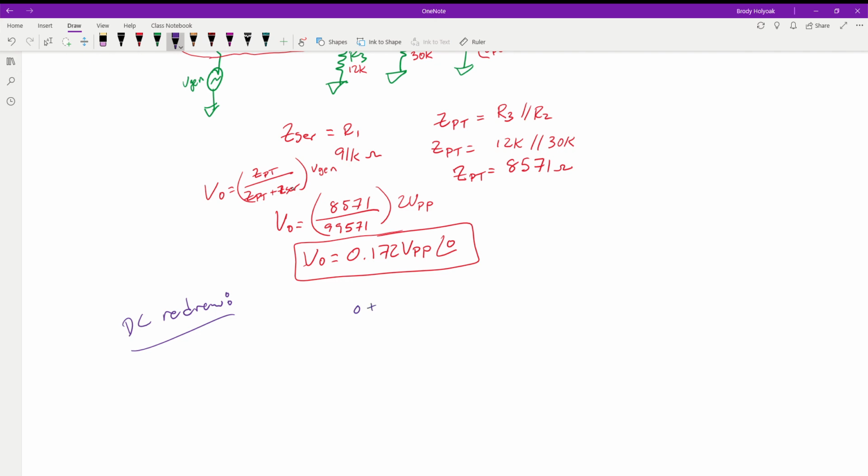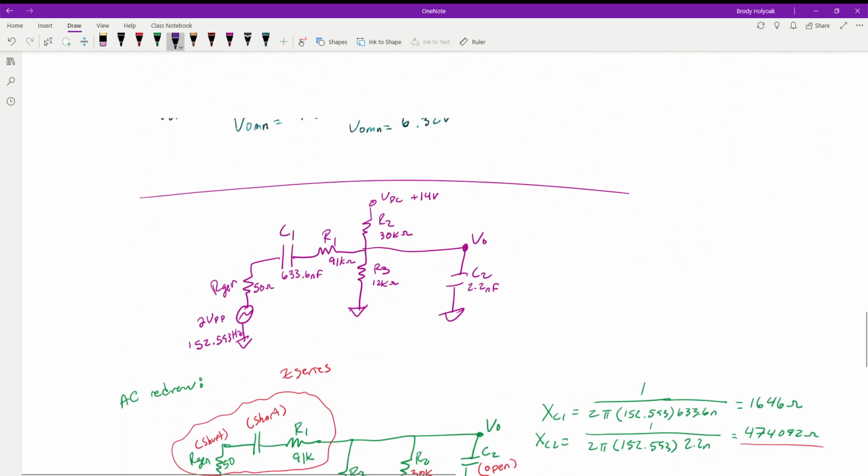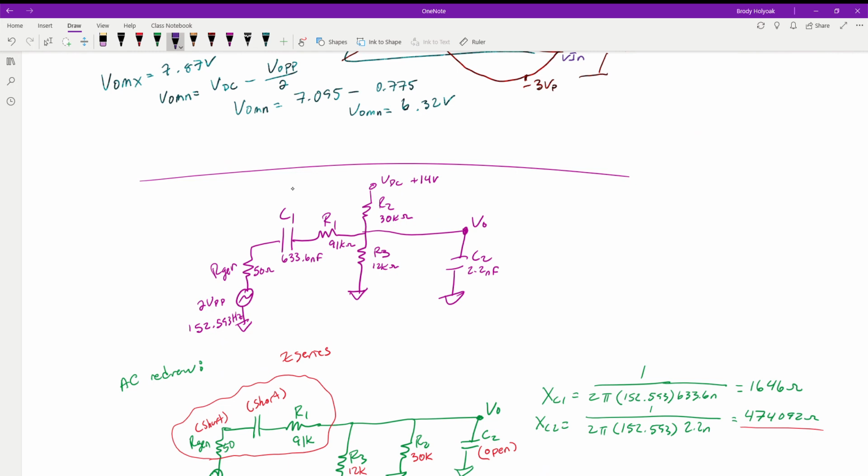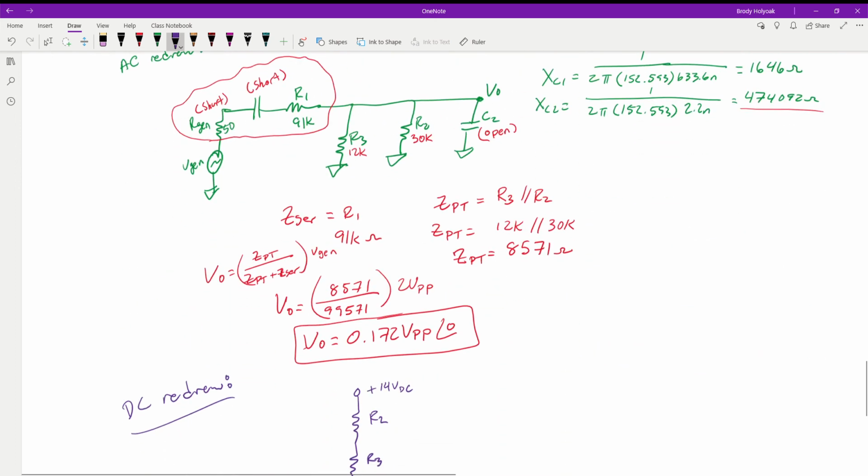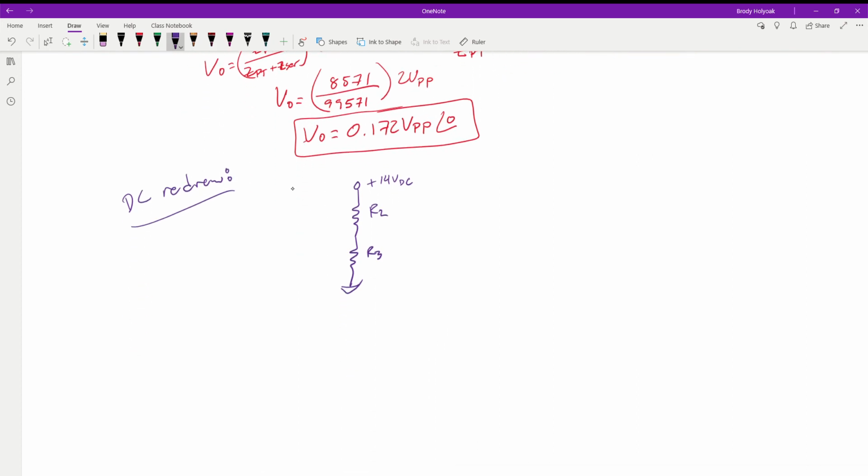So we have our plus 14 volts DC coming down through R2 and then down through R3 to ground. And if we look at our circuit, we have a capacitor at C1 and a capacitor at C2. So to the DC portion of this, these two are going to be opens. R1 is connected on one side and open on the other, which basically is not going to do anything. It's an antenna at this point. And C2 is an open, so it's not even going to be there. So this is all we have for our DC portion.